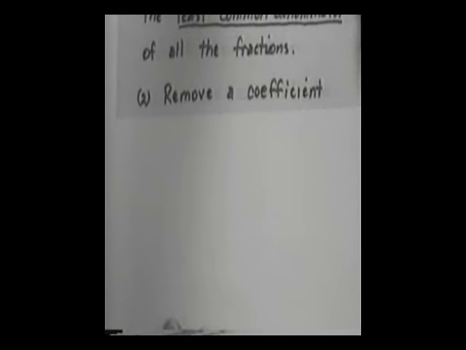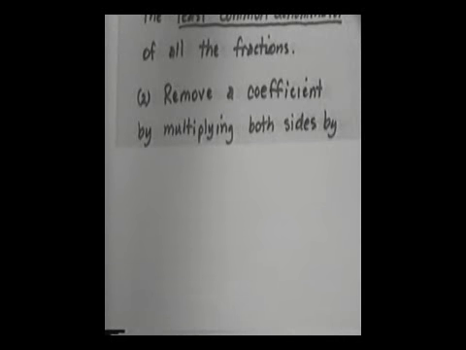Use number 2 for the multiplication property. Remove a coefficient. Remove a coefficient by multiplying both sides by its reciprocal.